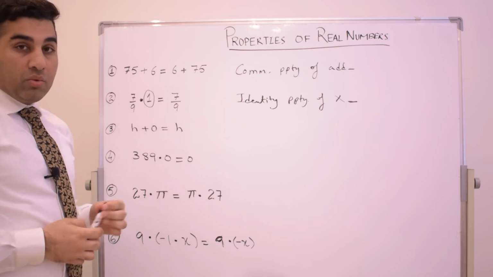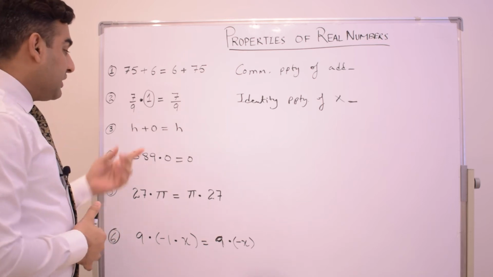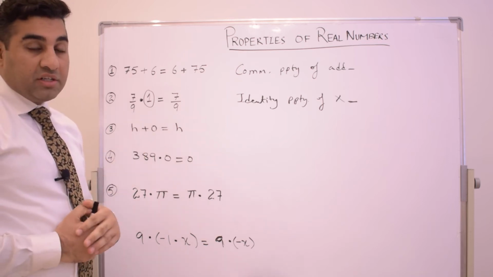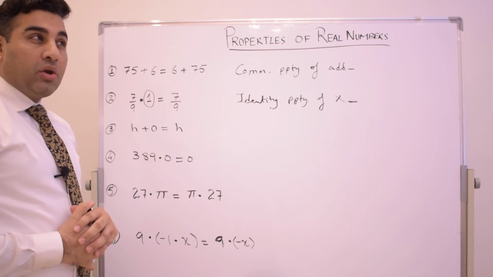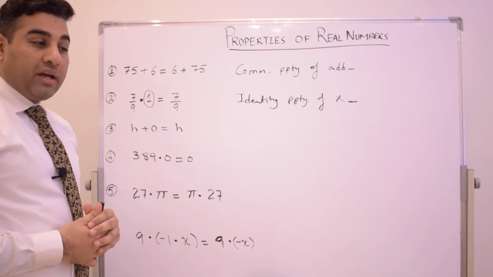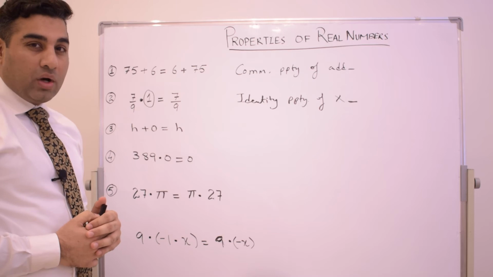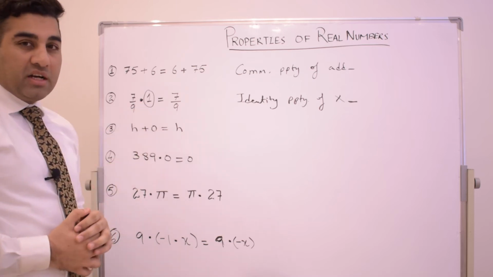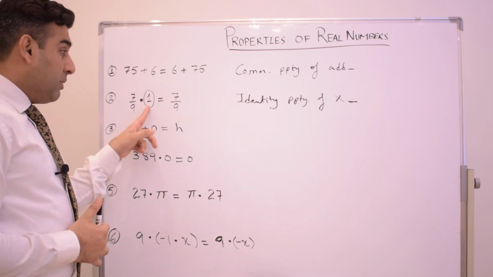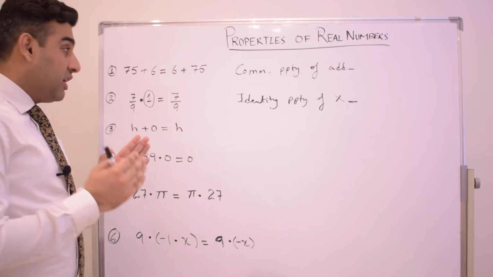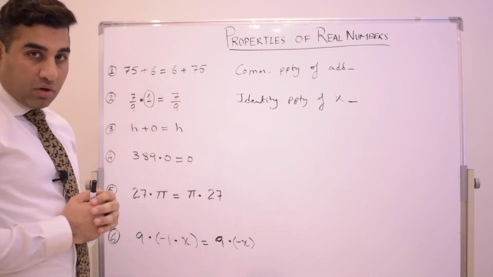Alright guys, we have part 3 now. H plus 0 equals H. Now guys, here 0 is also a very important digit. 0 in maths, we call it additive identity, same as 1 we call it multiplicative identity. We call 1 multiplicative identity because it gives you the same answer with the multiplication process.